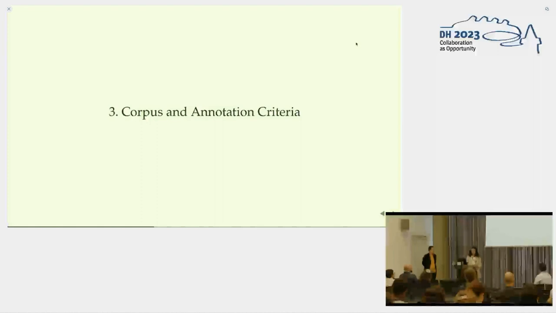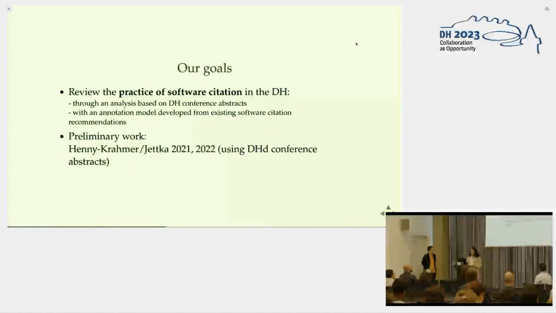We come then to the corpus and the criteria of the presentation today. Our goals, as I mentioned, were to review the practice of software citation in the digital humanities through analysis based on DH conference abstracts, with an annotation model that was developed from existing software citation recommendations and also the principles. And as I also mentioned in the beginning, this is based on preliminary work by Daniel and Ulrike analyzing the software citation practices in the digital humanities abstracts from the German-speaking conference.